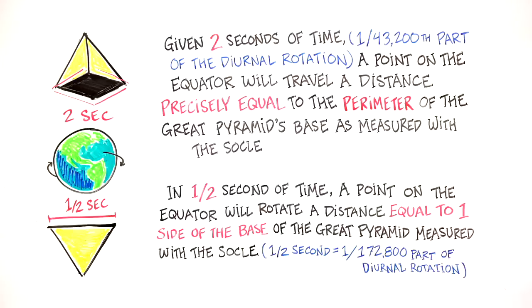So here you have a time and space measure integrated into one. The time measure comes in because it's the span of time that the Earth has moved. In 2 seconds, the Earth has turned and moved a distance, within a fraction of an inch, being the distance around the base of the Great Pyramid.